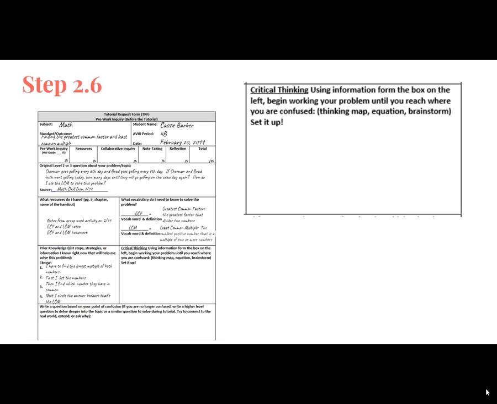Then it's the critical thinking stage. This is where you actually try to solve the problem. You want to show your work and apply the steps from the prior knowledge section. It's okay to get stuck here because this is where you show your work and you go as far as you can, carrying out the steps that you know you're supposed to do.